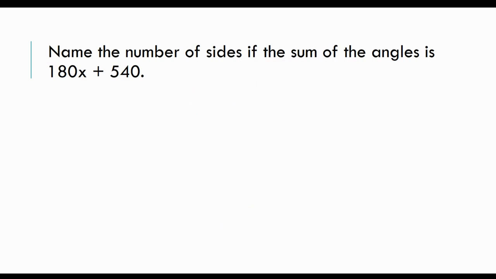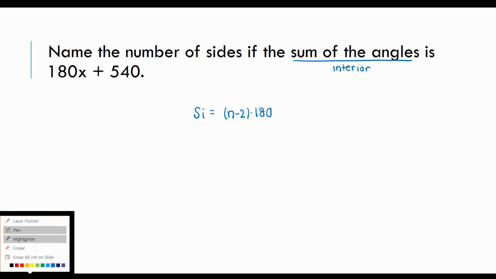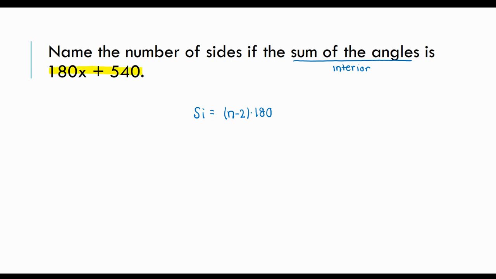Same idea, name the number of sides if the sum of the angles. Notice that they didn't specifically say interior, but if they were talking exterior, they would have to say the word exterior. So if they just say angles, sum of the angles, we're talking interior angles. So once again, sum of my interior angles would be that n minus 2 times 180 formula. This time, they are telling us that the sum is represented as this expression of 180x plus 540. So that's going to go in for S. Because it says name the number of sides, once I find n, I have my answer.